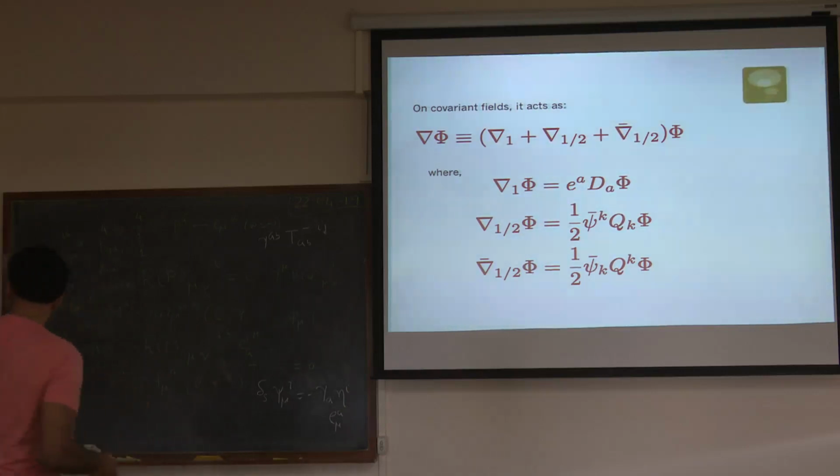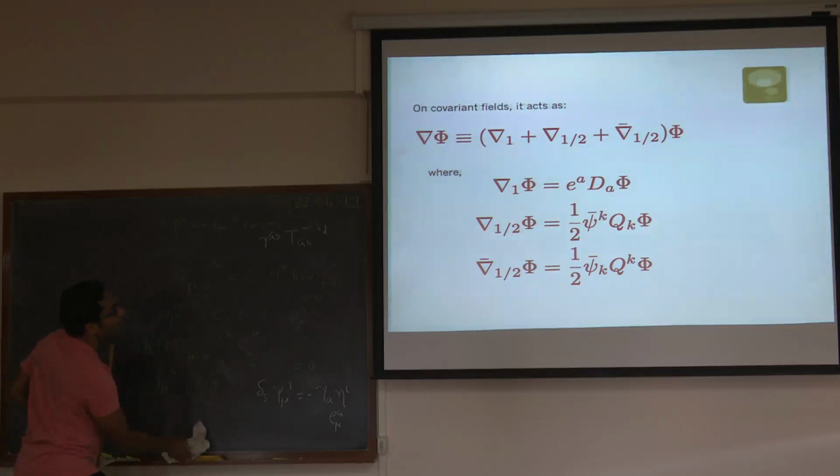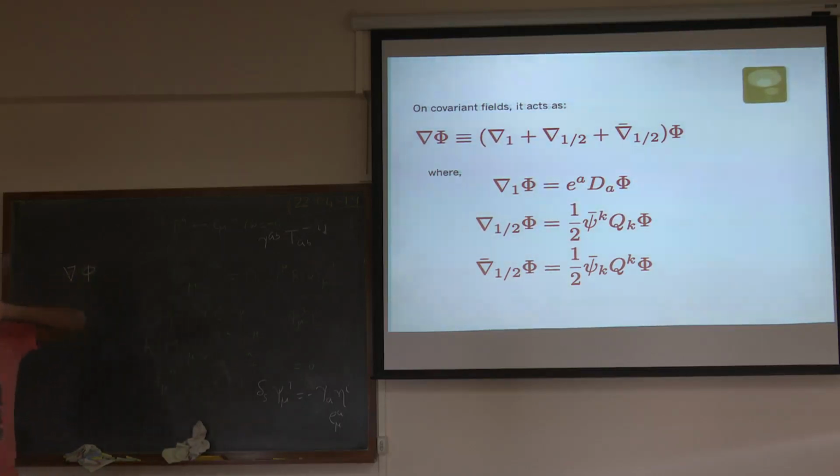So, how we wrote this down: del phi to begin with. This was covariant with respect to all other gauge transformations except Q supersymmetry. That is how we defined our del phi. So, this is basically equal to E^A del_A phi.